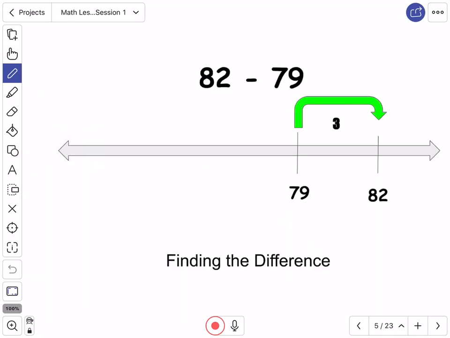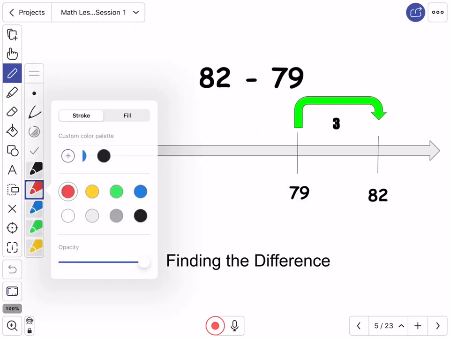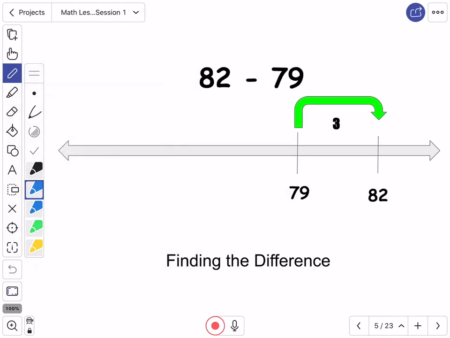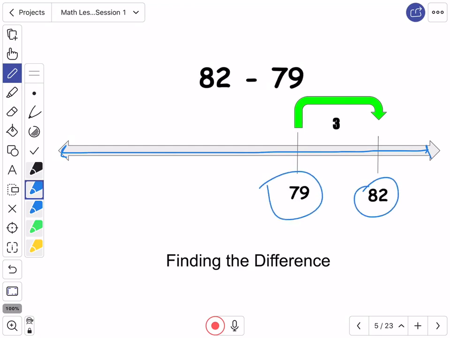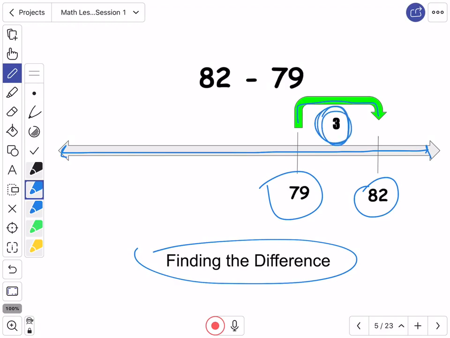If you look at it from a number line perspective, here we have this number line, right? I'm just going to go ahead and pick blue for fun. You see the number line that I've drawn, and I've put 82 and I've put 79. This is called the finding the difference strategy. If I start at 79 and I jump to 82, you will see that I will have jumped 3 spaces, or 3 numbers. So you should have gotten that 82 minus 79 equals 3. Thumbs up if you got that answer.